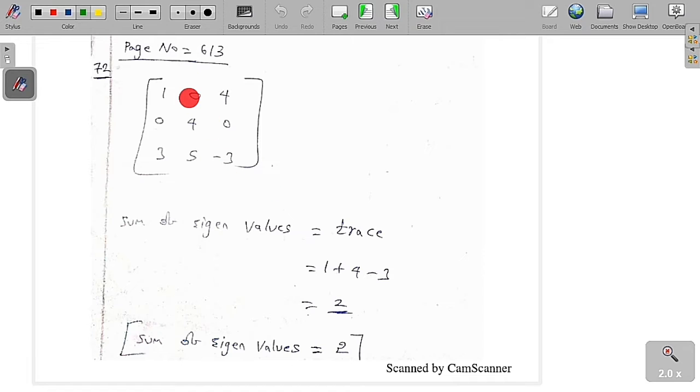Whatever the elements in the principal diagonal, we have to add each of those elements, which is 1 plus 4 plus minus 3, which is nothing but 5 minus 3 is equal to 2. So the sum of eigenvalues is equal to 2. So 2 is the correct solution of this question.